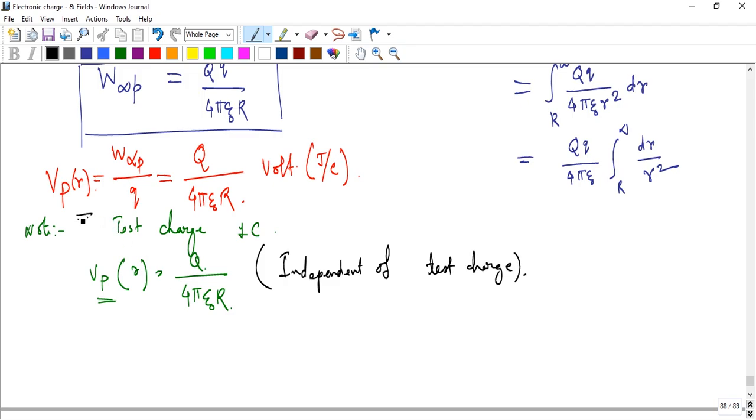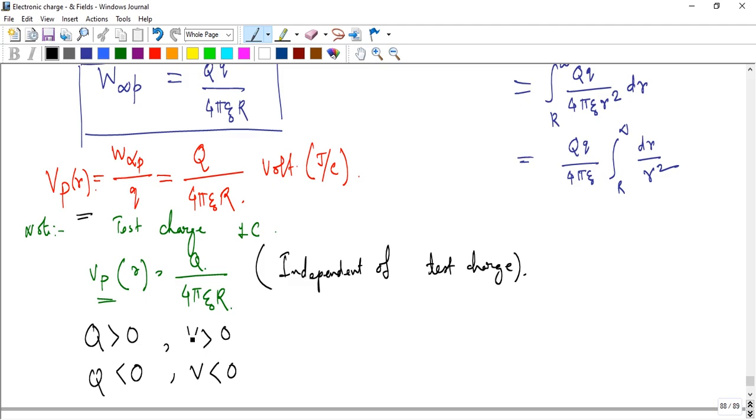Potential at point P: suppose Q, the source charge, is greater than 0, positive, so the potential is also positive, greater than 0. And if Q is less than 0, negative, the potential is also negative.